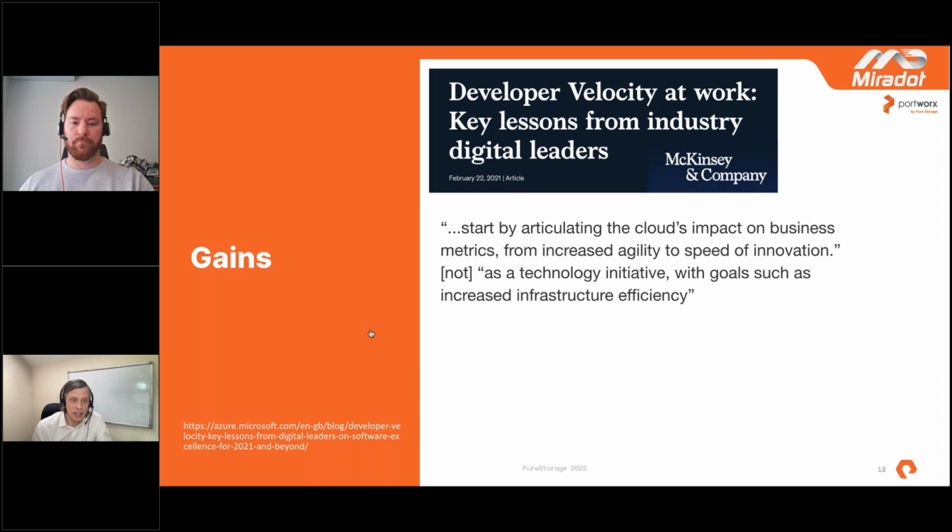So start by articulating the cloud's impact on the business metric, from increased agility to speed of innovation, not as a technology initiative, right, with goals such as increased infrastructure efficiency. Now, I may take my wife out to a nice dinner because she asked, but it doesn't mean I should say that's the reason, right? So we have to make sure that we're investing in things that are very meaningful for our business, and that is that velocity, right? That flywheel that moves things along.